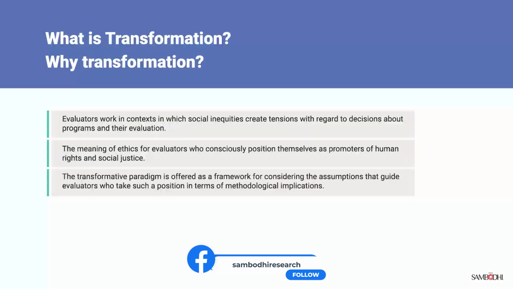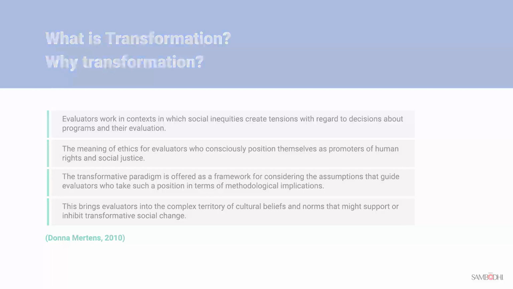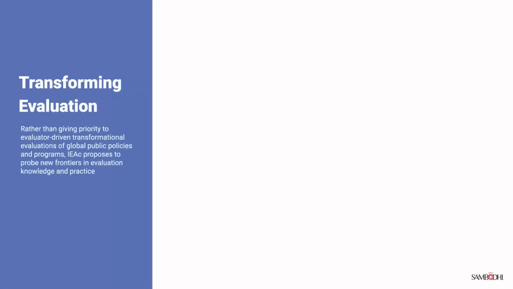To help with these kinds of big choices, the transformative paradigm provides a way to think about the assumptions that guide evaluators. This puts evaluators in the complicated territory of cultural views and norms that may help or hurt social change that is transformative. Rather than giving priority to evaluator-driven transformational evaluations of global public policies and programs, the International Evaluation Academy, which is the IAA, proposes to probe new frontiers in evaluation knowledge and practice.